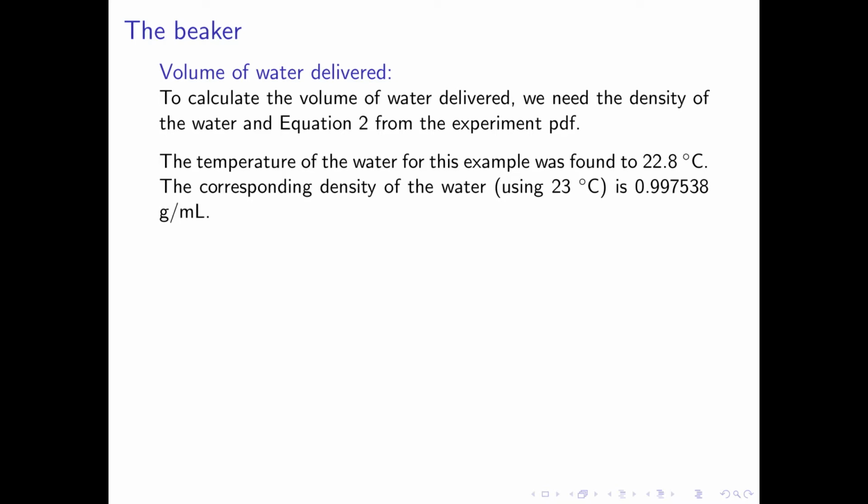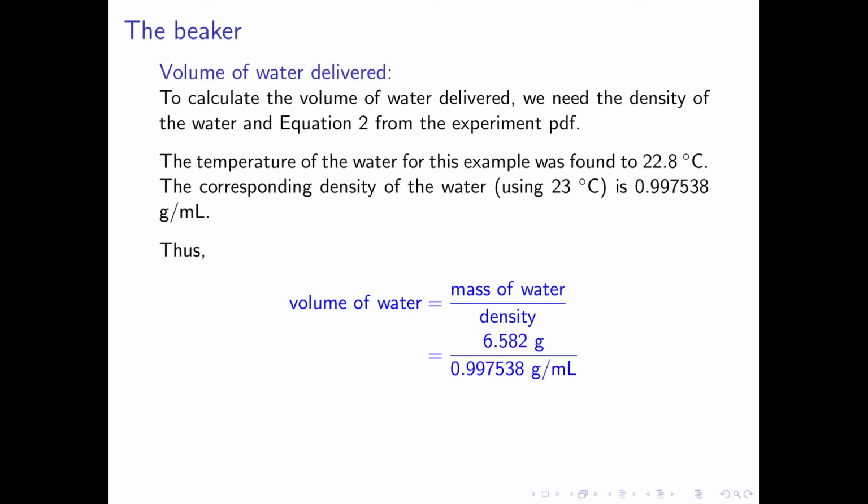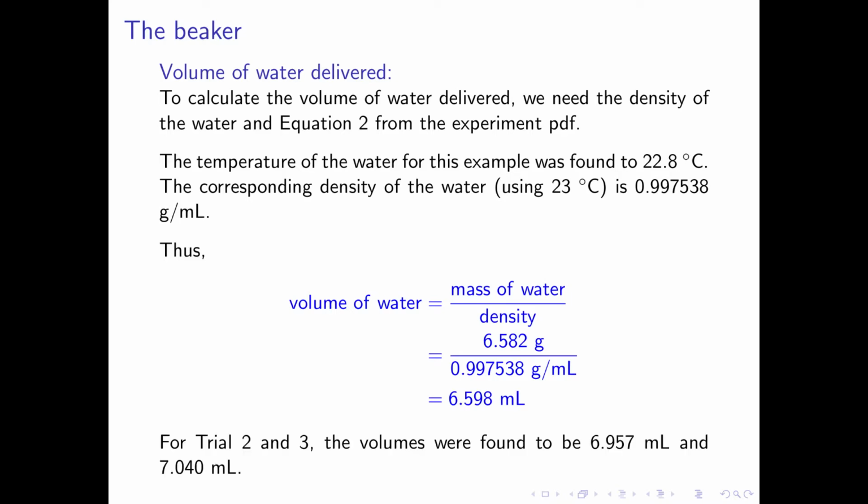0.997538 grams per milliliter. Therefore, the volume of water is calculated as the mass of water divided by the density, or for trial 1, 6.582 grams divided by 0.997538 grams per milliliter, giving a volume of 6.598 milliliters for trial 1. For my data for trial 2 and 3, the volumes were found to be 6.957 milliliters and 7.04 milliliters.